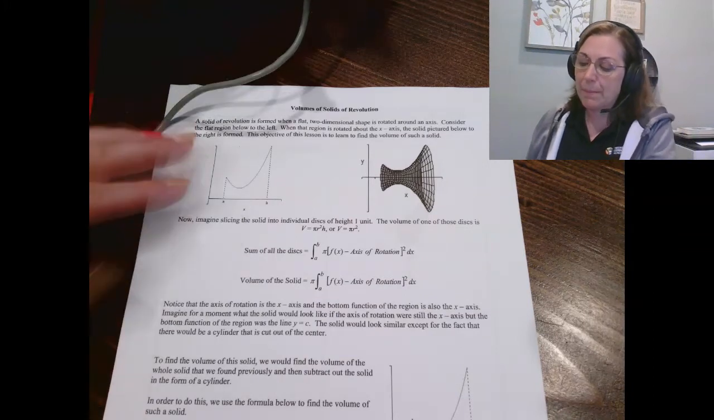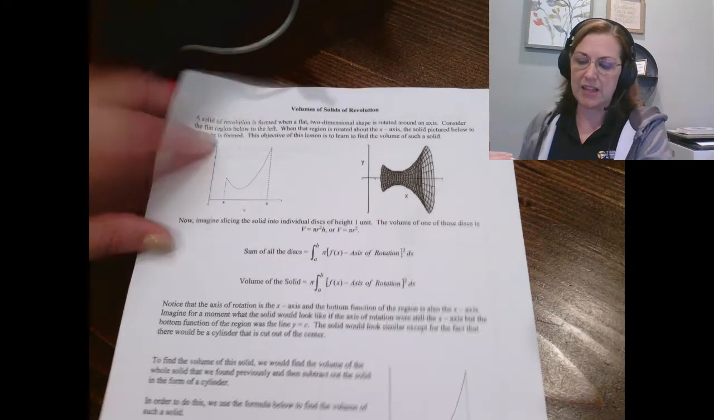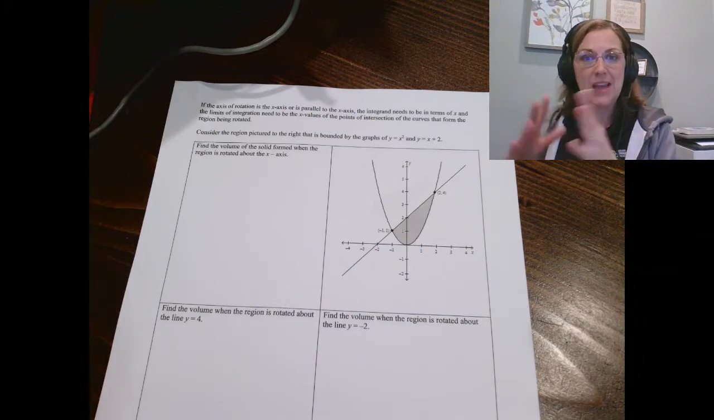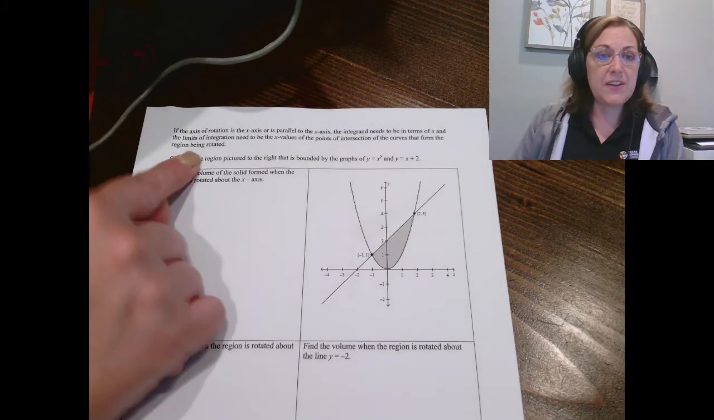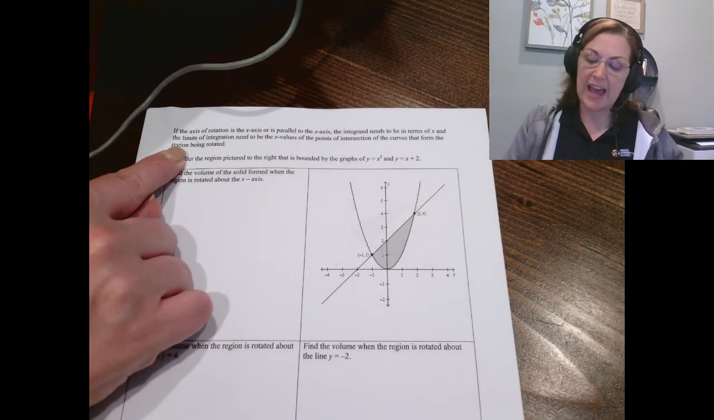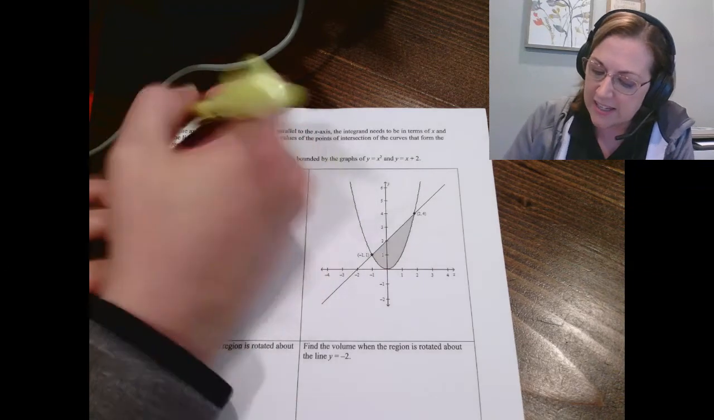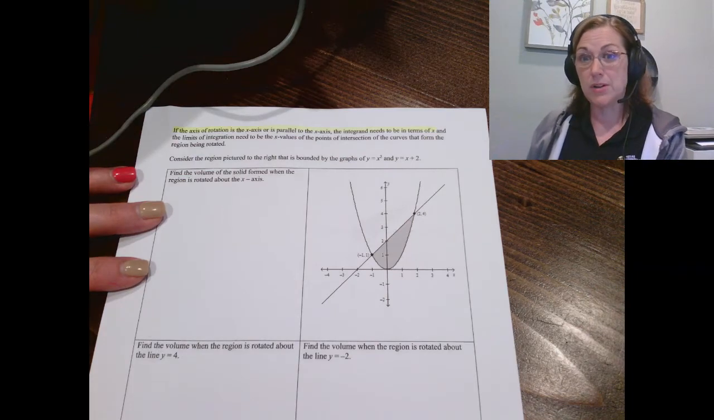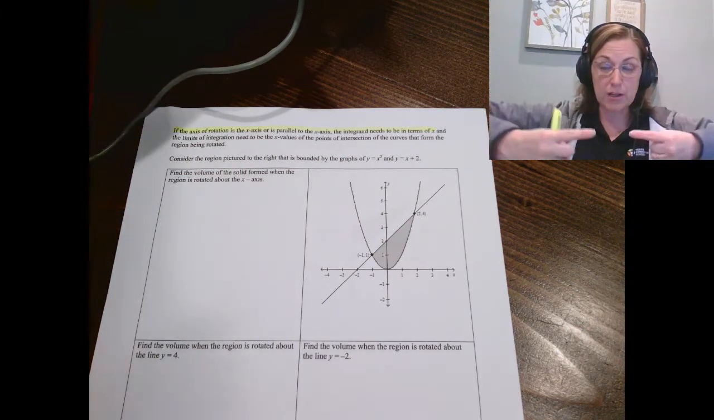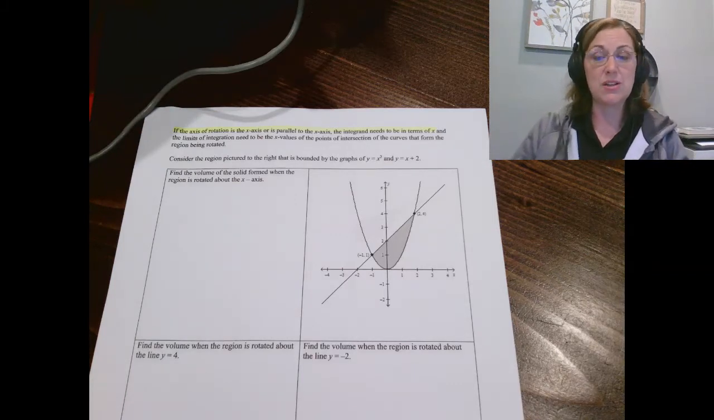So now that you've got the general idea of the disc method, let's take a look at how we actually calculate that. This is a very important point. If the axis of rotation is either the x-axis or is parallel to the x-axis, then your integral is going to be in terms of x. That's important. If you're revolving about a horizontal line, then your integral needs to be in terms of x.